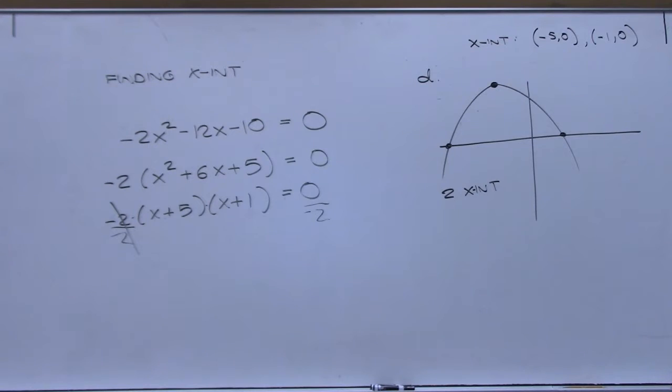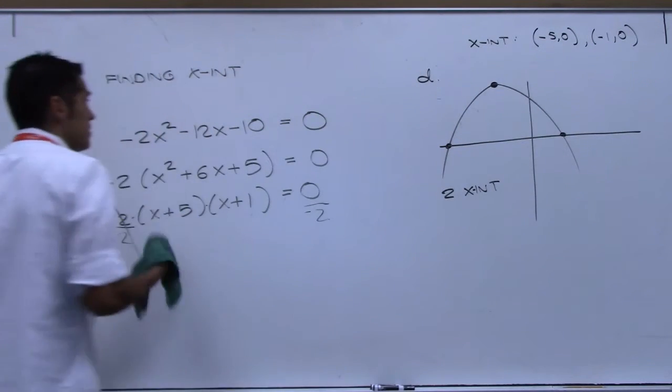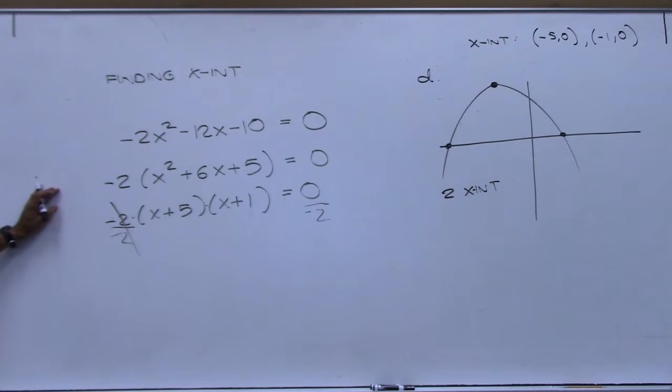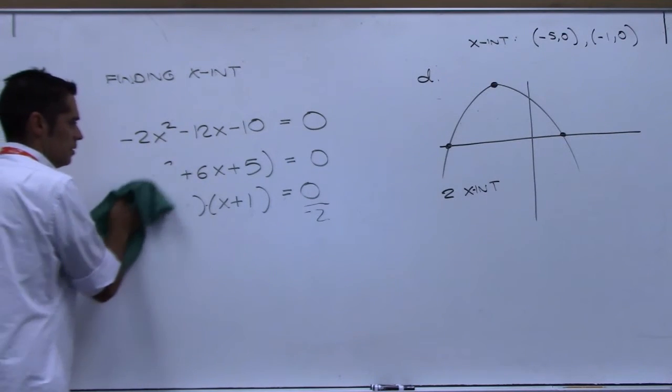Part E, find the y-intercept. The y-intercept is usually one of the easier things to ever do for a function, because instead of setting it equal to 0, you're replacing x with 0. You're plugging 0 into the function. Much different calculation.